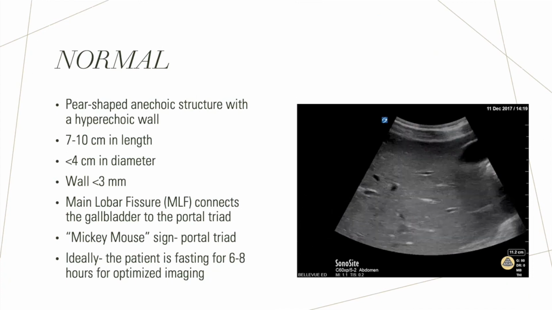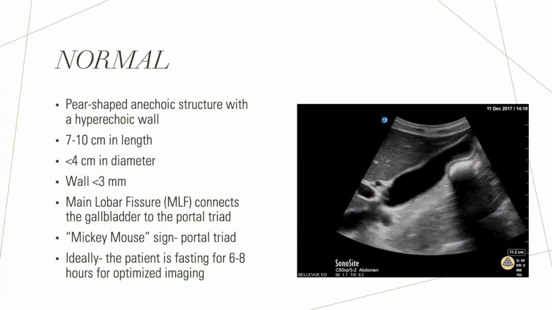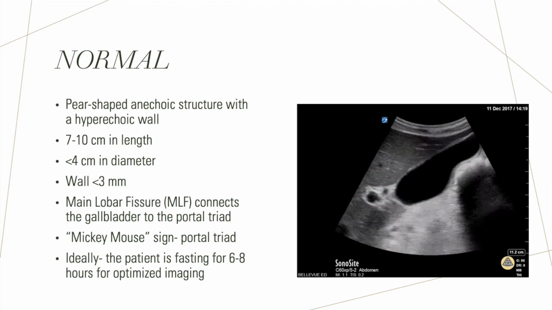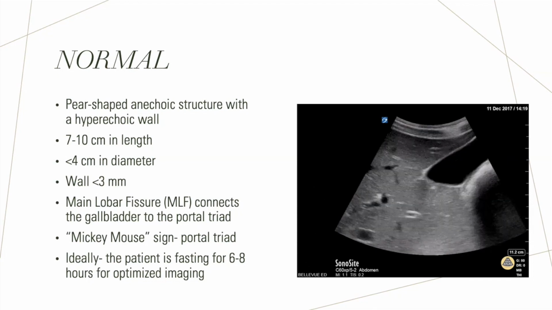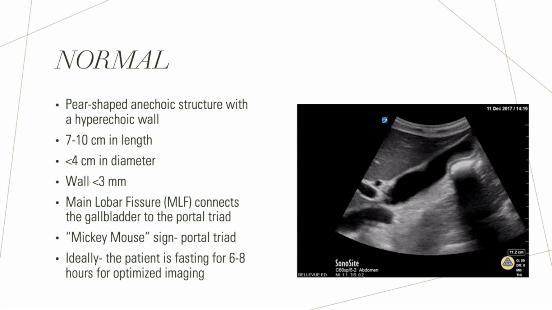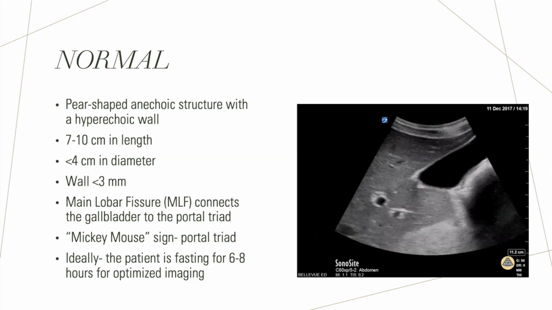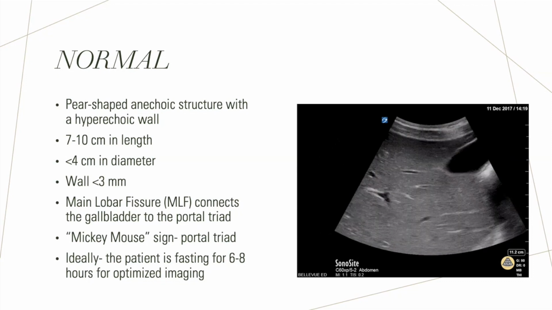So before we look at some pathology, it's important to define normal. The gallbladder is typically a pear-shaped anechoic structure with a hyperechoic wall, typically around 7 to 10 centimeters in length, typically less than 4 centimeters in diameter. The wall is usually less than 3 millimeters.